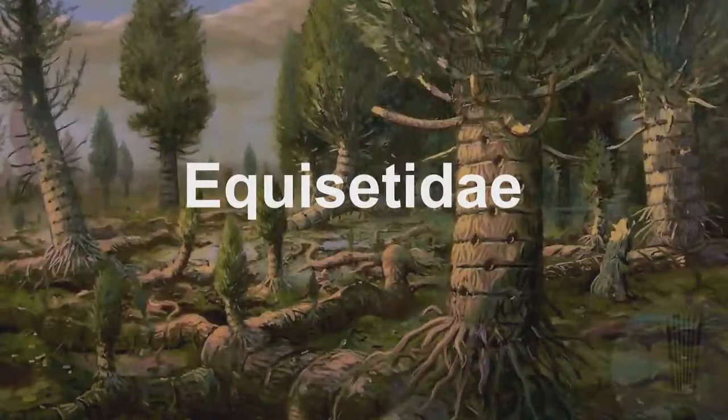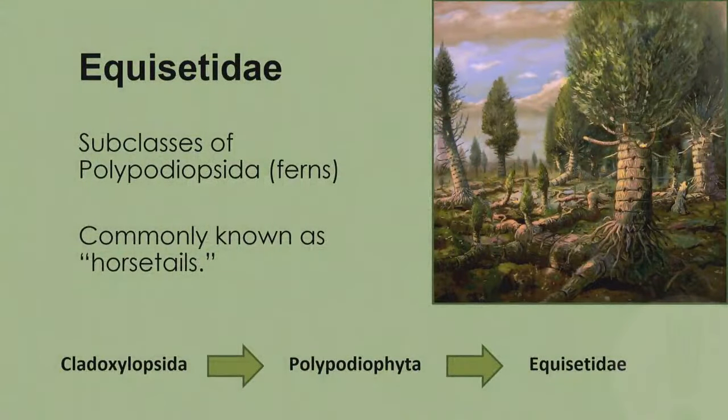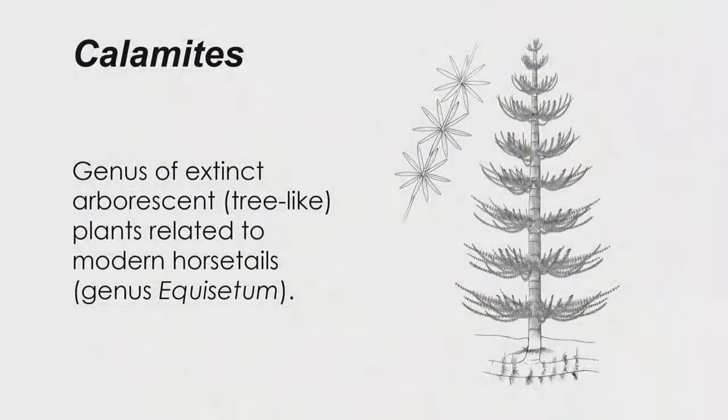All right, so this is an interesting group of plants, Equisetidae, and we'll see some modern forms related here pretty soon. Commonly known as horsetails. If anyone's familiar with scouring rush, that's a modern day version of this. But these Cladoxylopsida evolved into the Polypodiophyta, which evolved into Equisetidae. Calamites is an example of one of these. This is a genus of arborescent or tree-like plants related to modern-day horsetails.